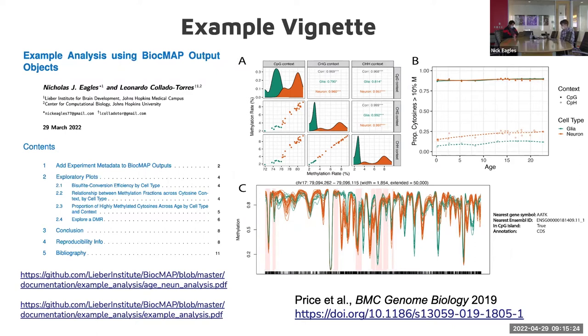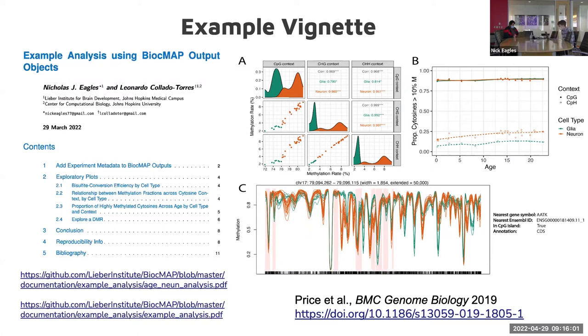The left is what the table of contents looks like, and then the right is a few different figures put nicely together. For figure A, for example, we're comparing average methylation rate for cytosines in different contexts against each other, seeing what the correlation is. In all of these plots, they're colored by the cell type of the samples. So green is glia, and orange is neurons.